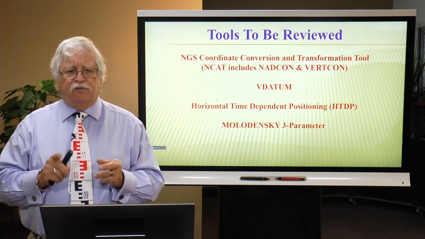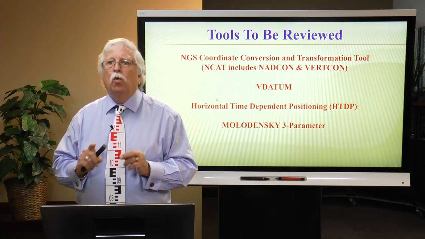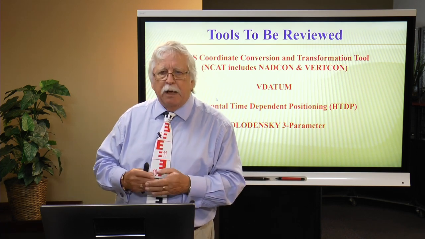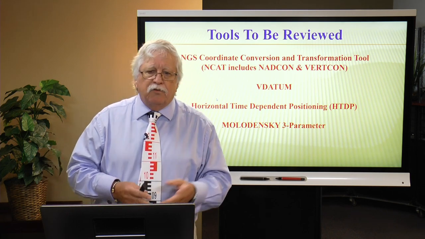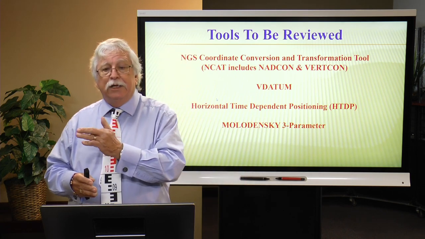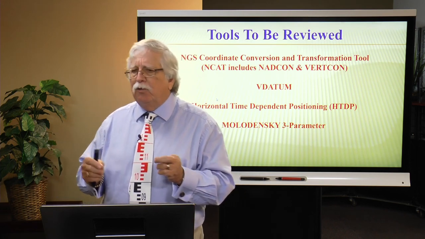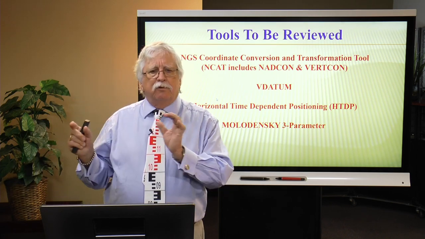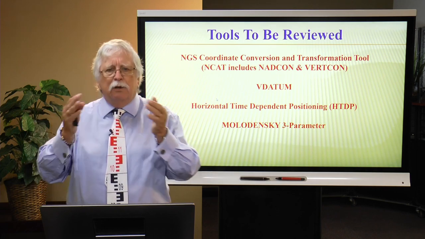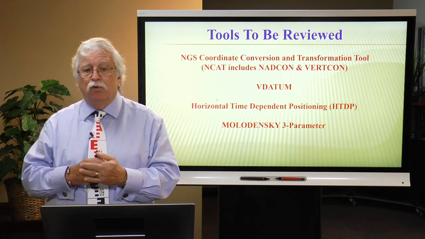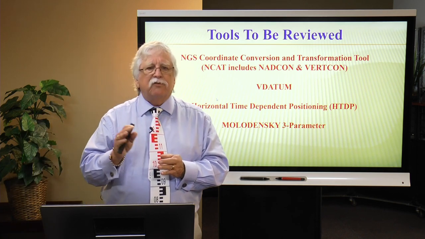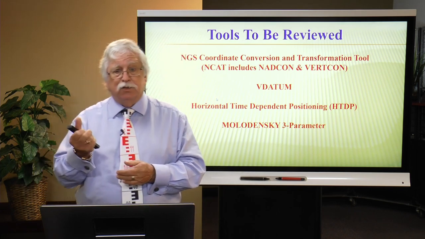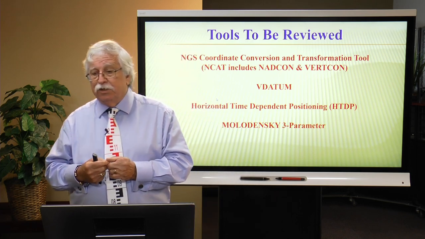What I want to do in this session is talk about a number of different tools. Several of them are produced by NOAA, the National Oceanic and Atmospheric Administration, the National Geodetic Survey. So there's the NGS Coordinate Conversion and Transformation Tool, or what they now call NCAT, which includes tools that you may have heard of previously called NADCON and VERTCON, which do horizontal and vertical datum transformations. They're being included now in this NCAT tool. VDATUM, which is a transformation tool developed by three offices within the National Ocean Service. So there's the National Geodetic Survey, the Center for Operational Oceanographic Products and Services.